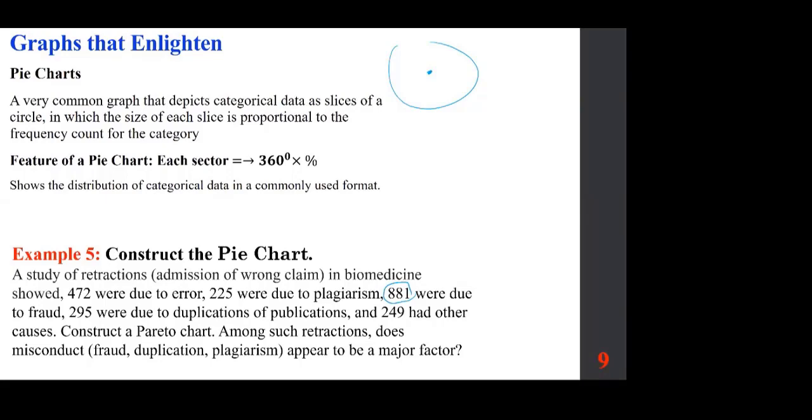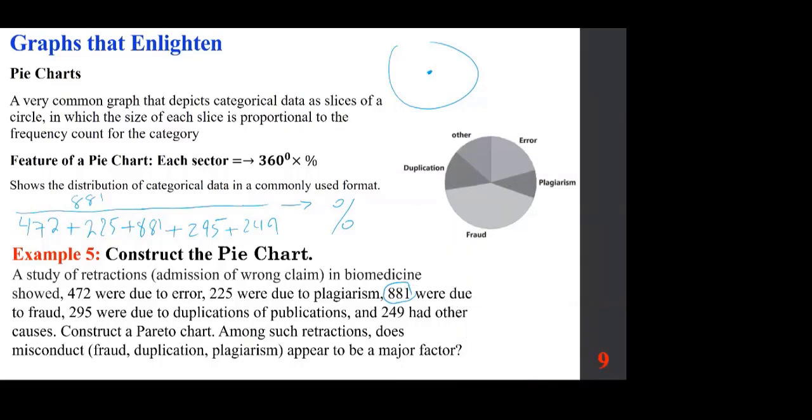So you have to divide 881 by the sum of all of them, what is it, 472 plus 225 plus 881 plus 295 plus 249, and change this to a percentage. So 881 divided by the sum gives you the percentage. And you multiply it by 360 degrees, and that gives you the angle you need to represent the amount of fraud, if you will.